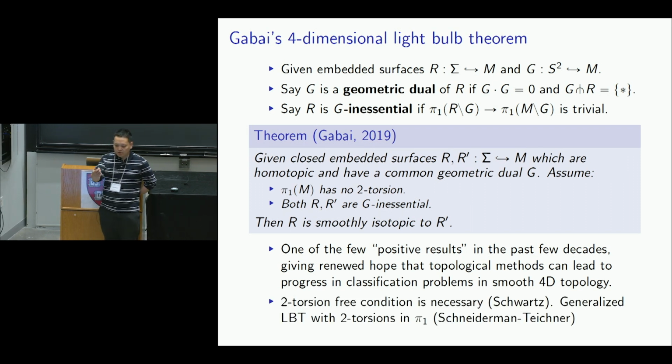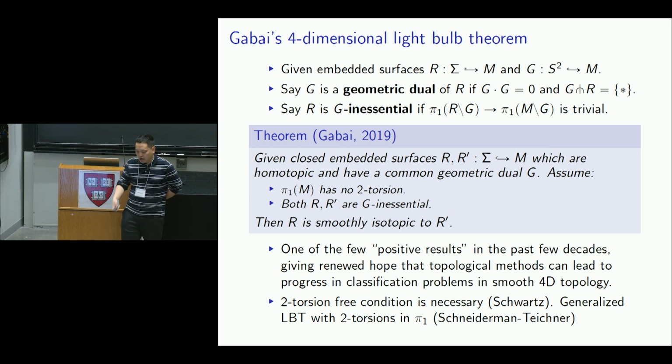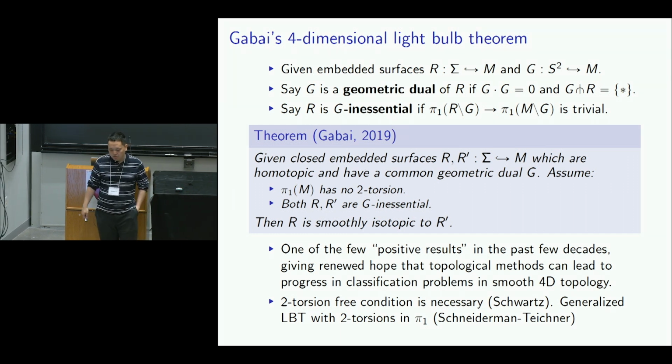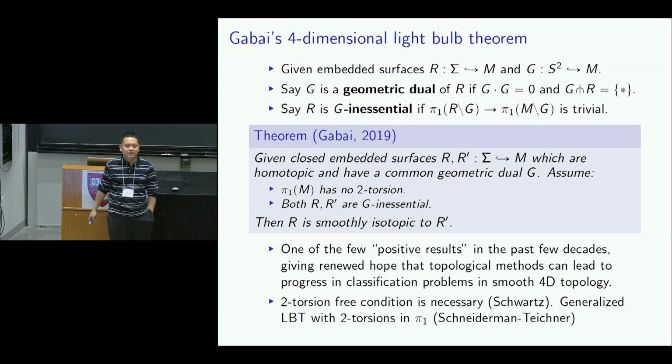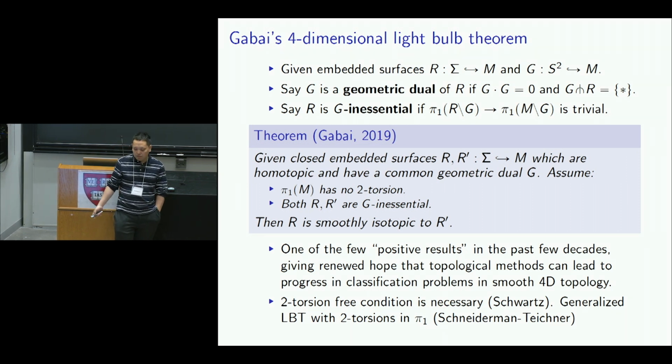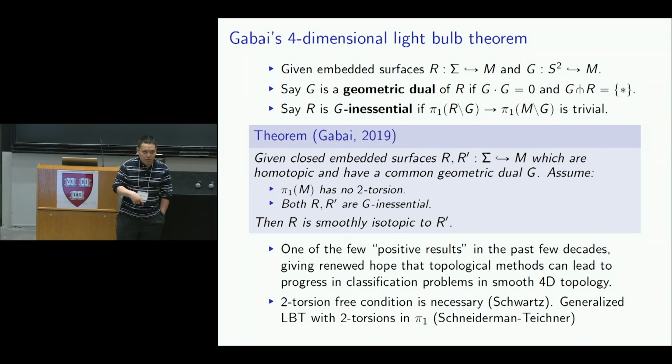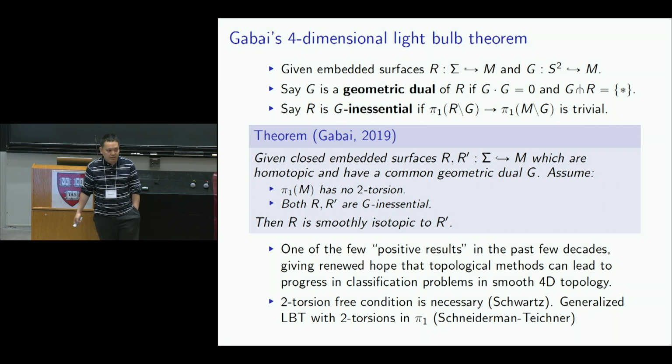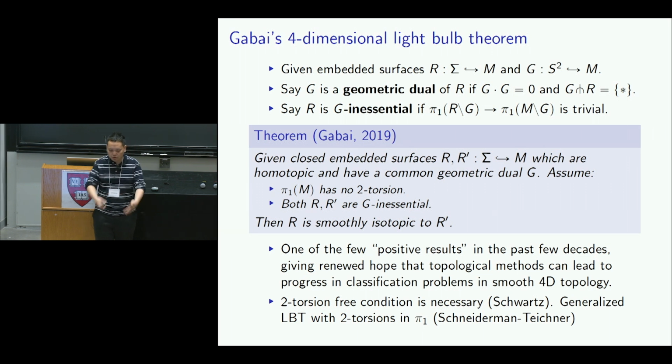And because it's so important, people try to generalize it in many different directions. For example, can we remove one or two conditions in this theorem? For example, the two-torsion condition about the fundamental group: it turns out that Hannah Schwartz proved that this is actually necessary. She discovered a pair of embedded spheres with a common geometric dual, which are not smoothly isotopic to each other. They are not even concordant to each other; they are distinguished by the so-called Freedman-Quinn invariant.